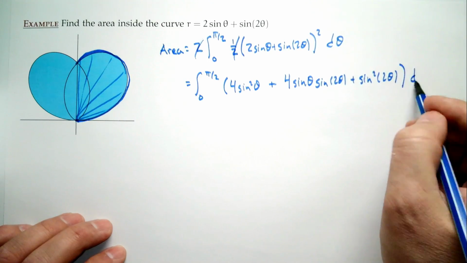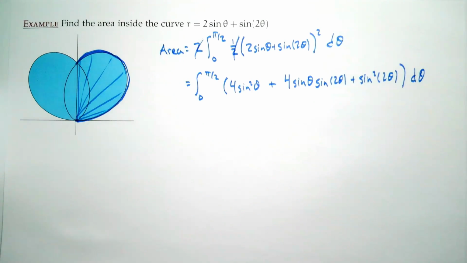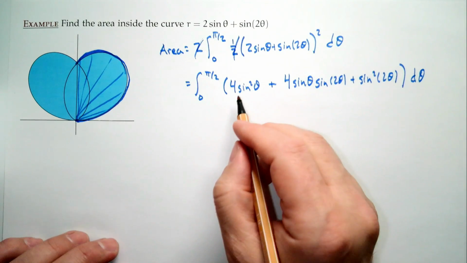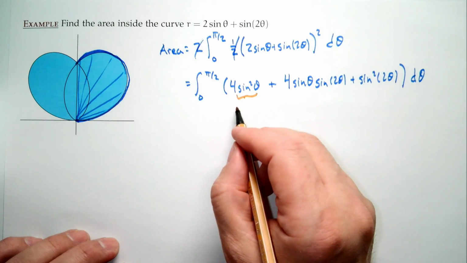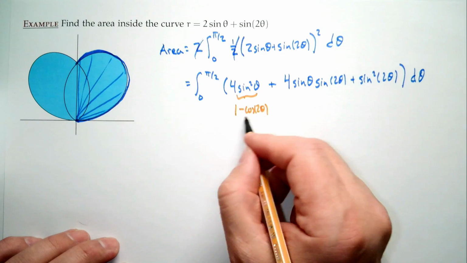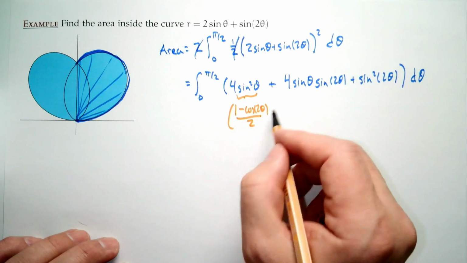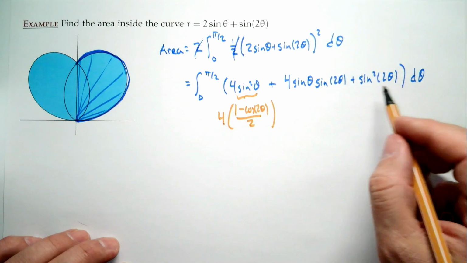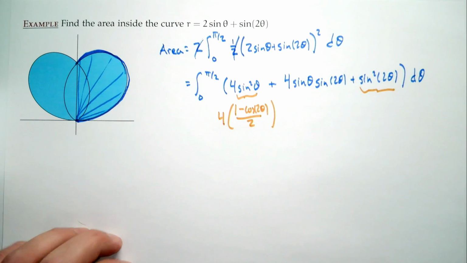Okay. So now we have 3 pieces we have to figure out how to integrate. All right, well, let's just go through these one at a time and talk about what we can do. The sine squared theta, what can that become? 1 minus cosine 2 theta over 2. No big surprises. That's just double angle. Let's skip ahead. The sine squared of 2 theta, what can that become?